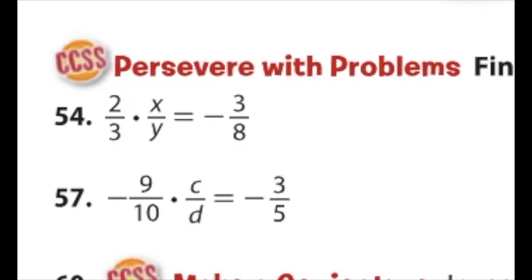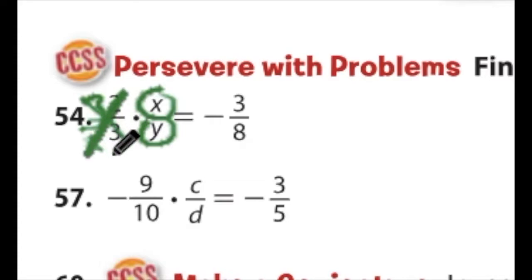For the higher order thinking problems on page 111, you have 6 problems that involve multiplication of fractions. And for 54, we have 2 variables, an x and a y. And so what we want to do is get rid of the 2/3 by multiplying by the reciprocal, which is 3/2. And when you multiply by 3/2, the 3's cancel out and the 2's cancel out. But if you multiply one side of the equal sign by 3/2, we have to do the same thing to the other side. So I'm going to put down 3/2 here.